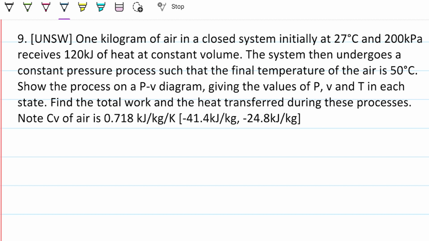Okay, so let's analyze this bit by bit. We're dealing with 1 kilogram. That's good. We are initially at 27 Celsius. Note that we have Celsius here, but we're going to be dealing most likely with C sub V, which is dealing with Kelvin. So we're going to convert that, one of the first things we're going to do. It receives 120 kilojoules of heat at a constant volume.